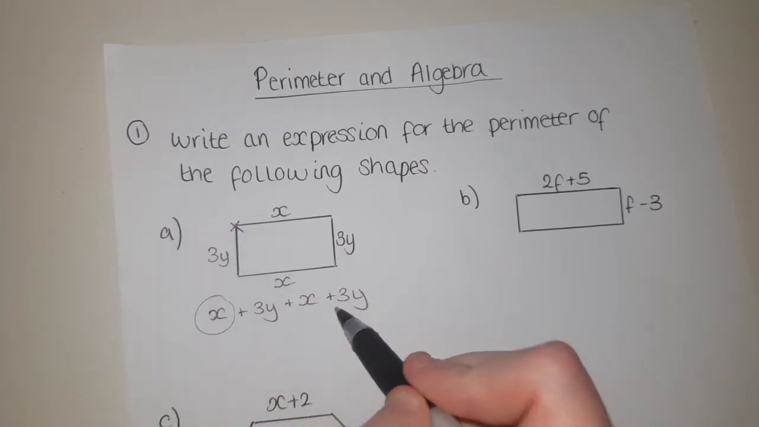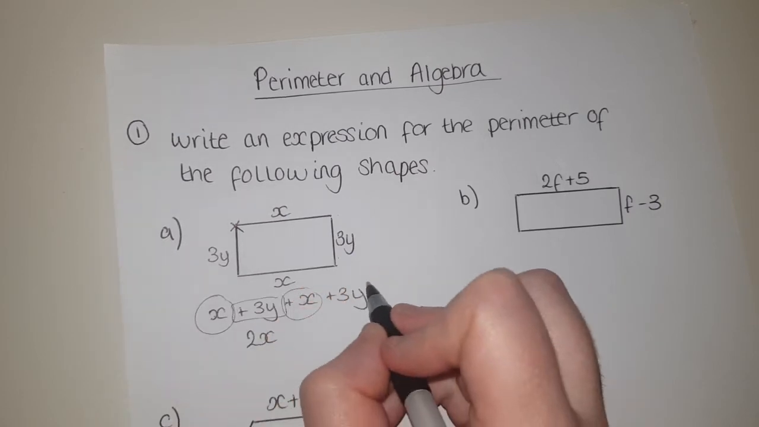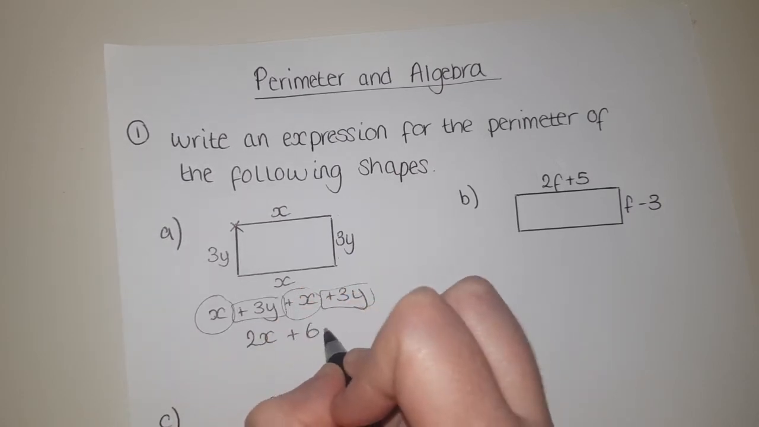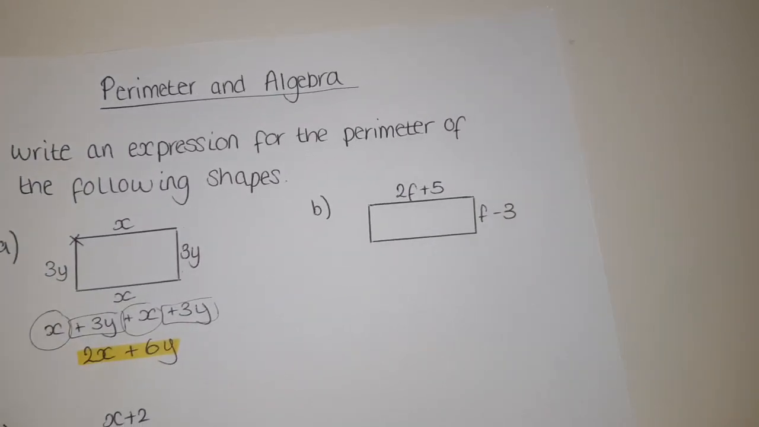I've got 1x plus another x is going to give me 2x. 3y plus another 3y is going to give me 6y. So that's it. That is the expression for the perimeter of my shape: 2x plus 6y.